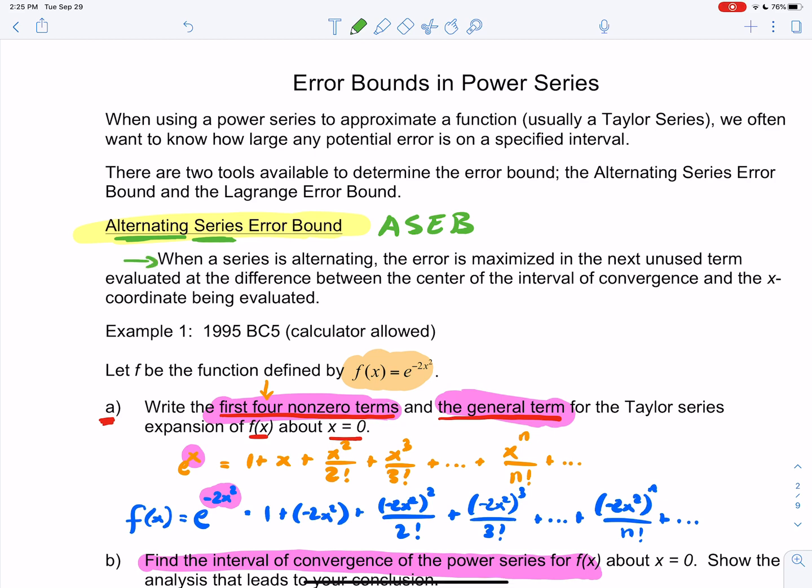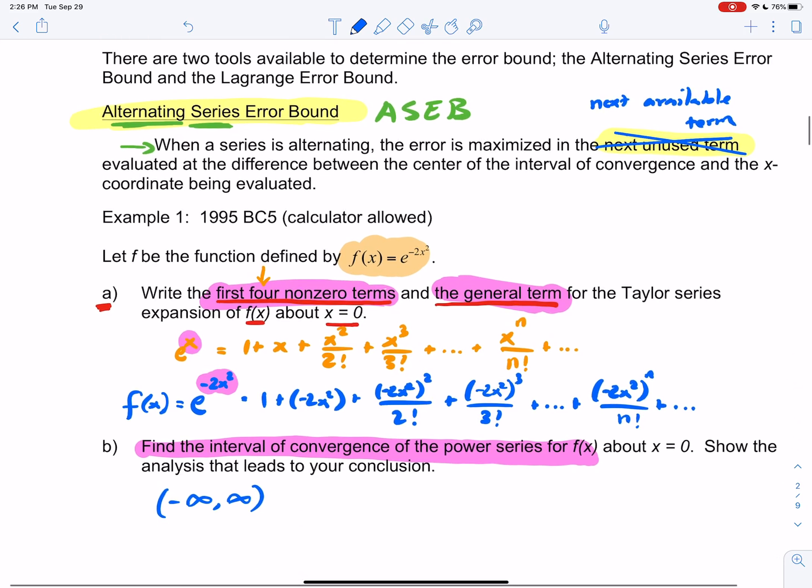When a series is alternating, the error is maximized in the next unused term. What I want you guys to do is cross that out and just think of the next available term. And I'll tell you what I mean by that.